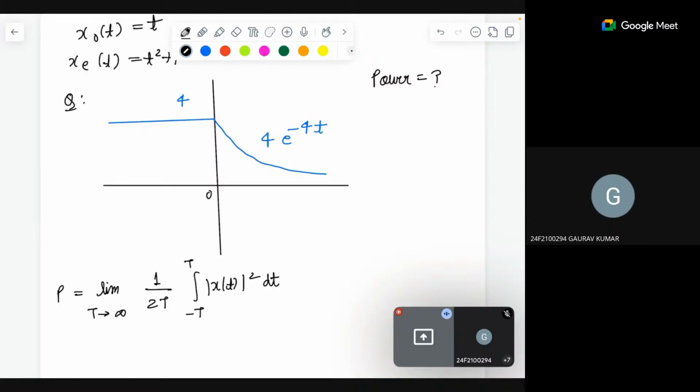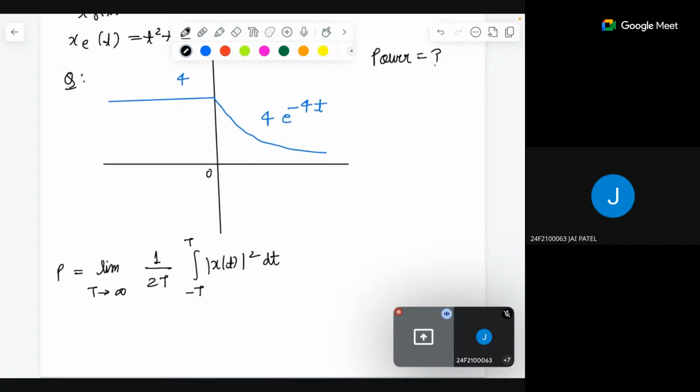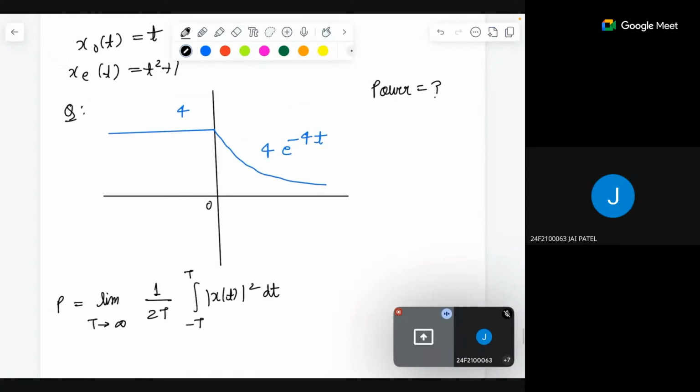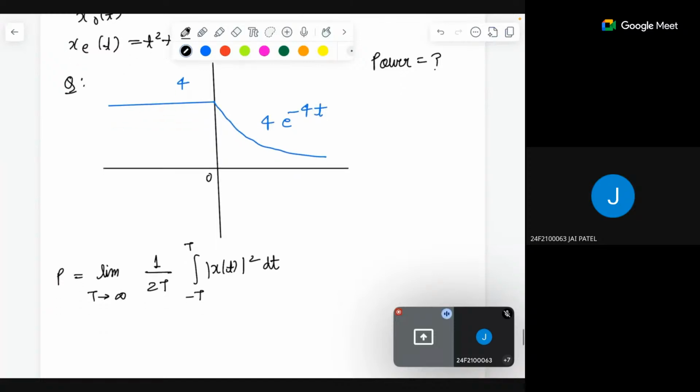You will have to break it down at 0. Power is 8. Yes, Jay, your answer is correct. So now that one person has got it, I will start solving. My signal is xt, which is 4 from minus infinity to 0. Then after 0, we have this decaying exponential, 4 e raised to the power of minus 4t.